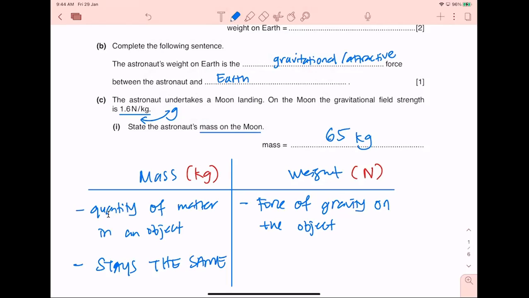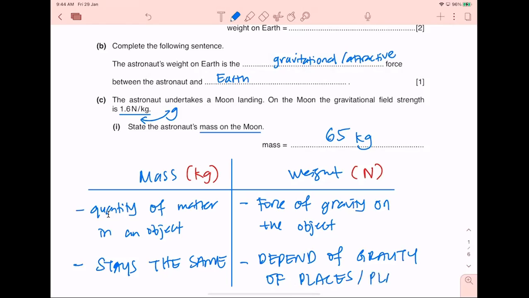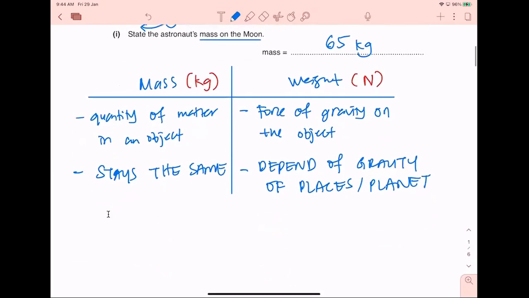However, the weight depends on the gravity of places or planets. If you go to the moon, your weight might be lesser. If you go to Jupiter, it might be greater or less. It depends on the gravity of the planet. But mass, everywhere you go, always stays the same. So these are the two important points for mass and weight.